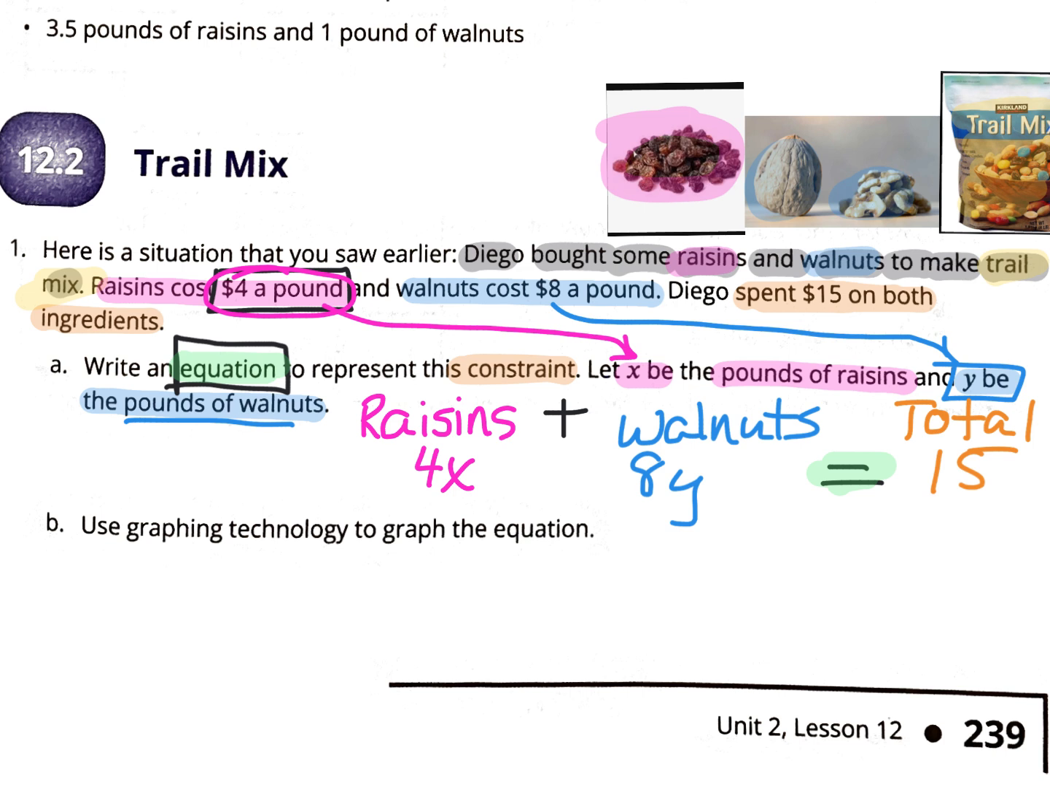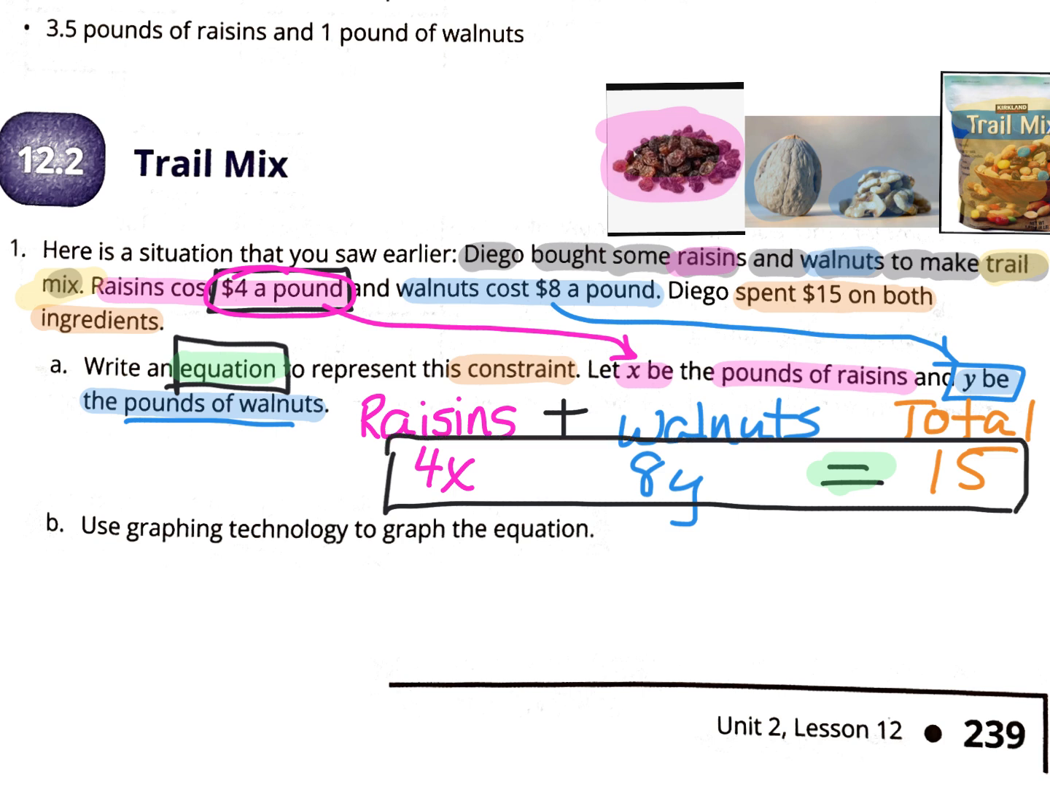So the equation that we need to type into the answer box here is 4X plus 8Y equals 15.